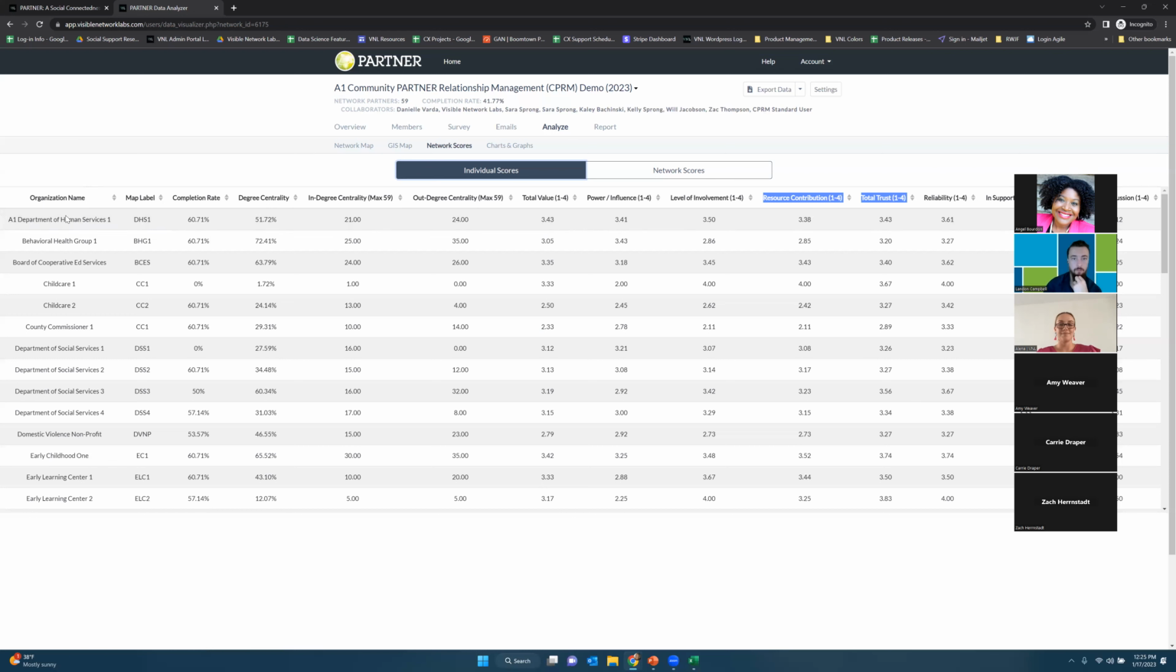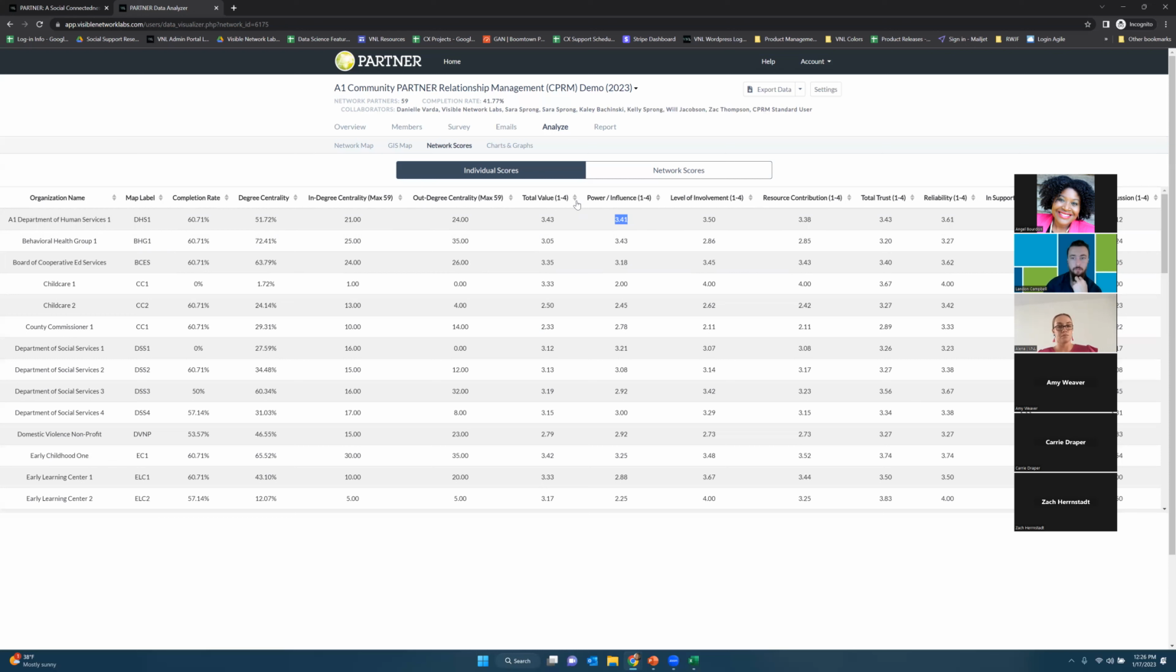So for example, Department of Human Services, these scores are an average of all the members that picked Department of Human Services as a partner. It's an average of those scores and the perceptions of the Department of Human Services. So these aren't scores of how the Department of Human Services rated their partners. These are scores of that organization. And so then you can sort those by most to least.